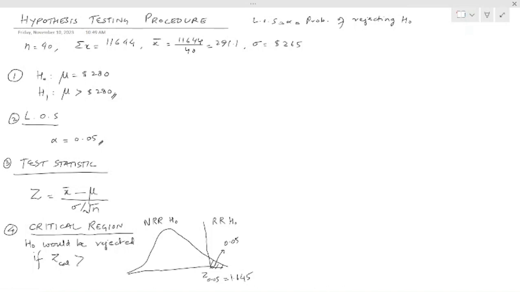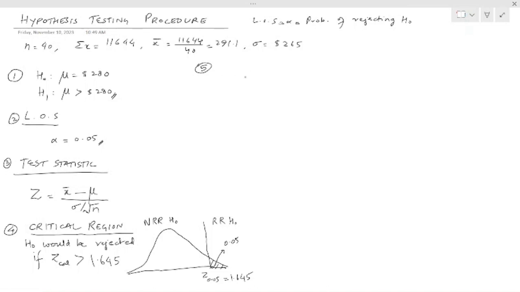And we indicate this with a greater than sign because H naught would be rejected if our test statistic value or computed value of the test statistic will fall in this region. That should be strictly above 1.645. So this is how we write down the fourth step of the hypothesis testing procedure.